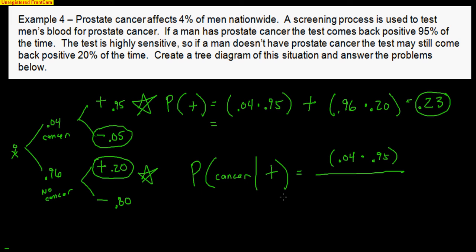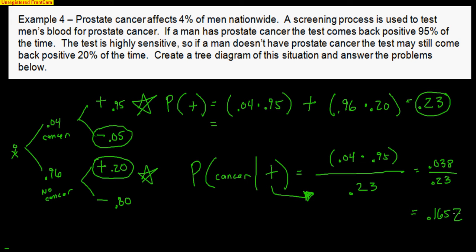In the denominator goes the condition, getting a positive result. Again, nothing to do with cancer, just positive result. Any way you want it, positive result, which, again, conveniently, we already figured out above. So that would be the 0.23, the probability of getting a positive result. So all I got to do real quick is do 0.04 times 0.95, which is 0.038. Divide that by the 0.23 that you get a positive result, and I get a final answer of 0.1652.